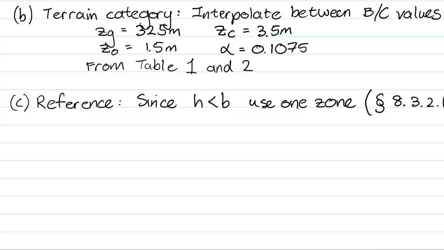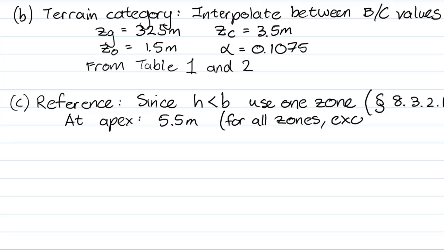So that's from section 8321. And then at apex, so this is at the top, this is about 5.5 meters above the ground, and this is for all zones. For all zones, we're going to use this, except D. And now eaves, this was about 4 meters.